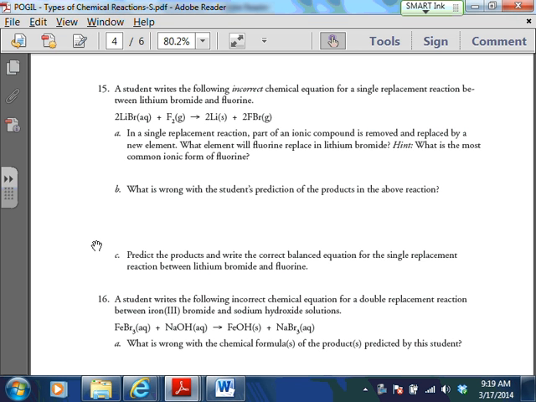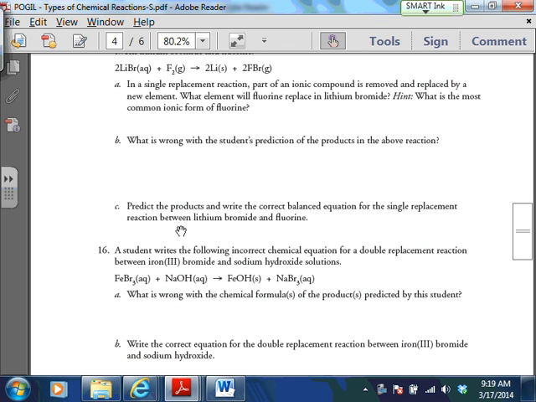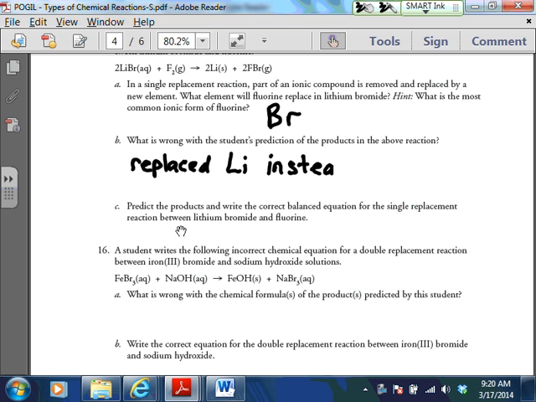So what should it be? Let's talk about, actually, what's A asking? What element will fluorine replace? Okay, so the element the fluorine's going to replace is the bromine, right? Because that's the non-metal. What's wrong with the student's prediction? They replaced lithium instead. Okay? Should have been the bromine that got replaced. It's the lithium that got replaced instead. So that's what they did wrong on that one.